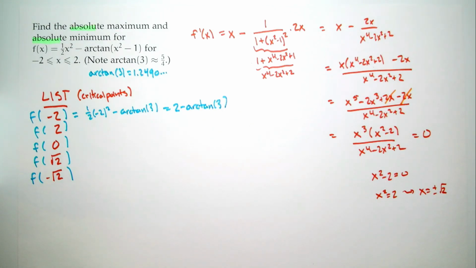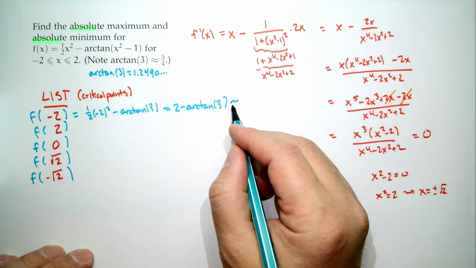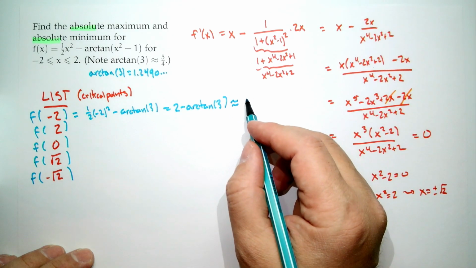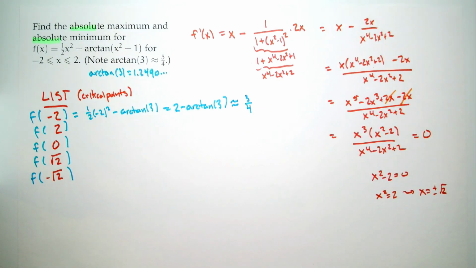Now, we can use the fact that we know roughly what arctangent of 3 is just to help us understand what this would be. Since arctangent of 3 is about 5/4, if I take 2 and subtract 5/4, that's approximately what this value is. 2 subtract 5/4, what is that? 3/4. All right, now that's f of negative 2.